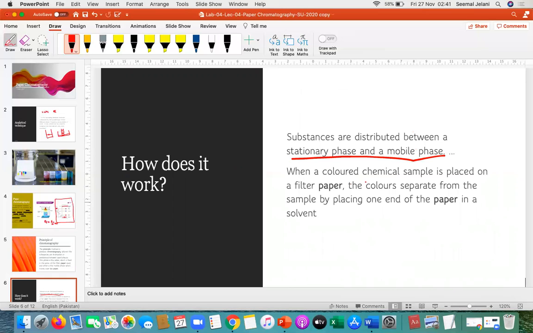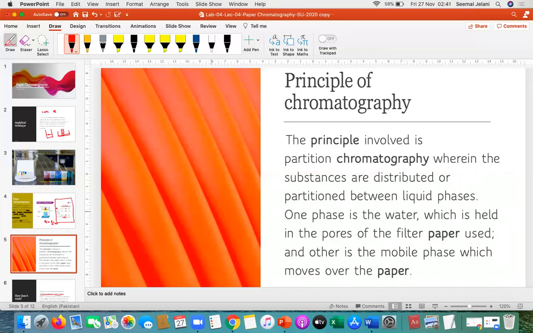So when a colored chemical sample is placed on a filter paper, the colors separate from the sample by placing one end of the paper in a solvent. So this is like this. It works. Then the principle involved is the partition chromatography, wherein the substance is partitioned between liquid phases, और उसकी जो पेपर की फेस है, ठीक है, और ये इसका प्रिंसिपल है.